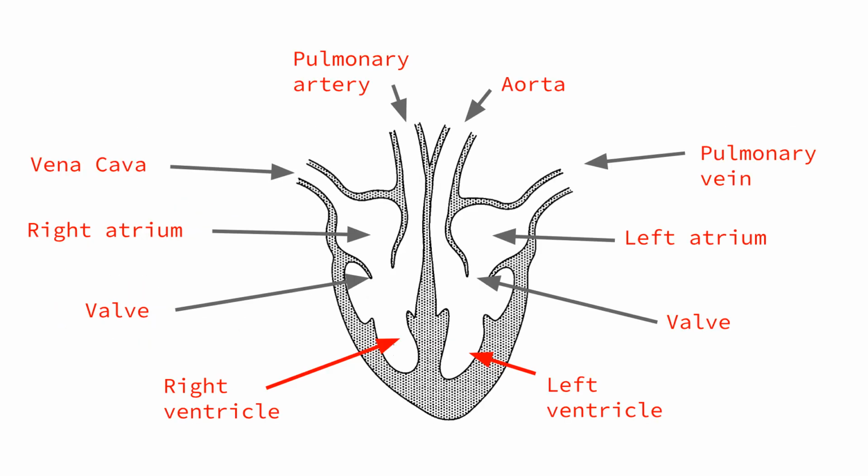This diagram of the heart shows the key structures, including the chambers, valves, and the major vessels: the aorta, pulmonary artery, pulmonary vein, and the vena cava. Each plays a critical role in circulating blood efficiently.